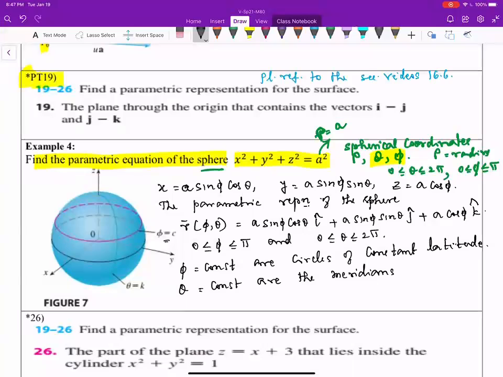You have actually seen the interpretation of phi equal to constant in spherical coordinates, representing either the upper cone or the lower cone, and theta equal to constant in spherical coordinates will mean a vertical plane. In this case, in the sphere, phi equal to constant gives circles of constant latitude, and theta equal to constant gives meridians connecting the North Pole and the South Pole.